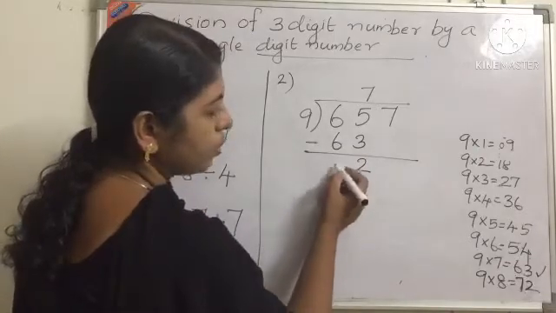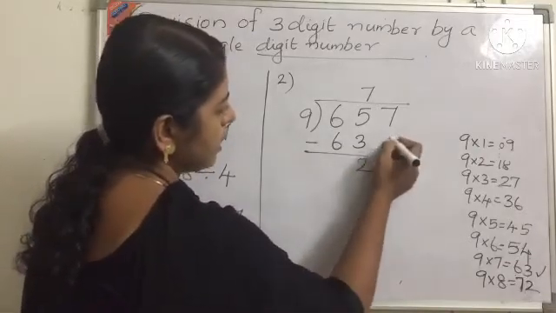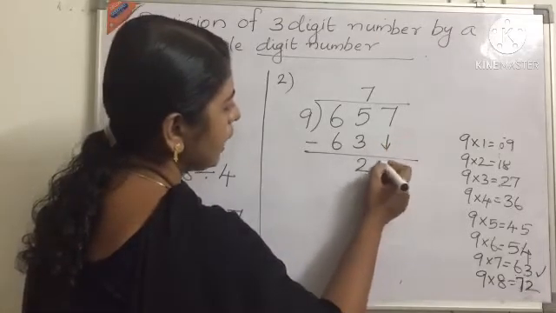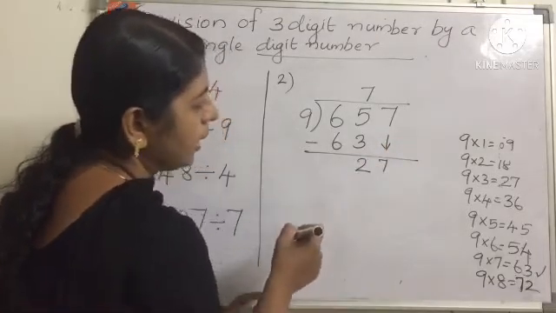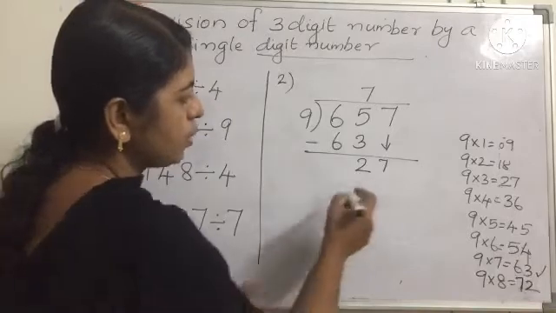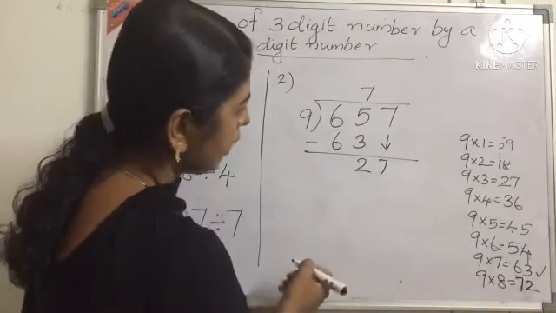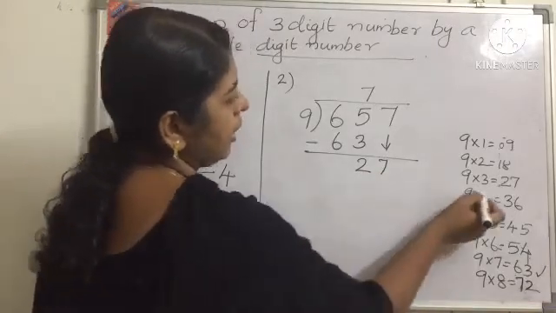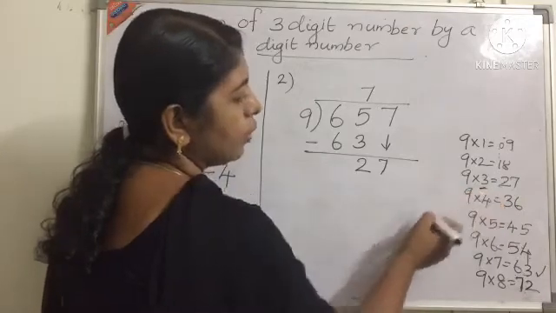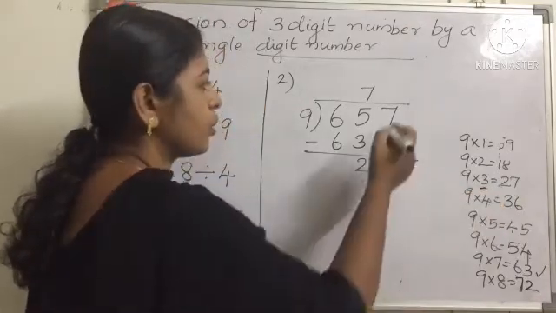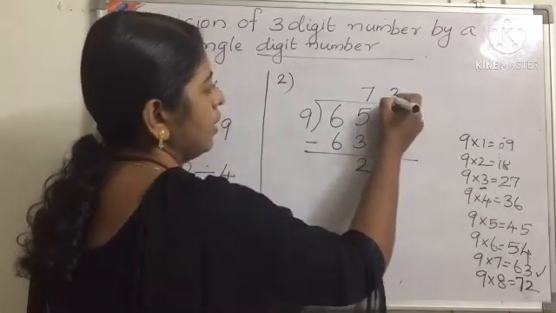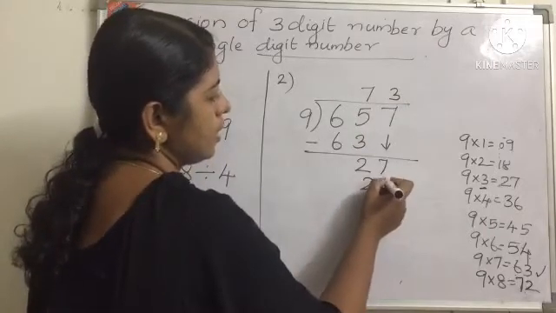Okay, then we don't want to write 0 here. Then the next digit we can write down is 7. 9 into which number gives 27? The table of 9, 27 is there? Yes, here it is. 9 into 3 is 27.